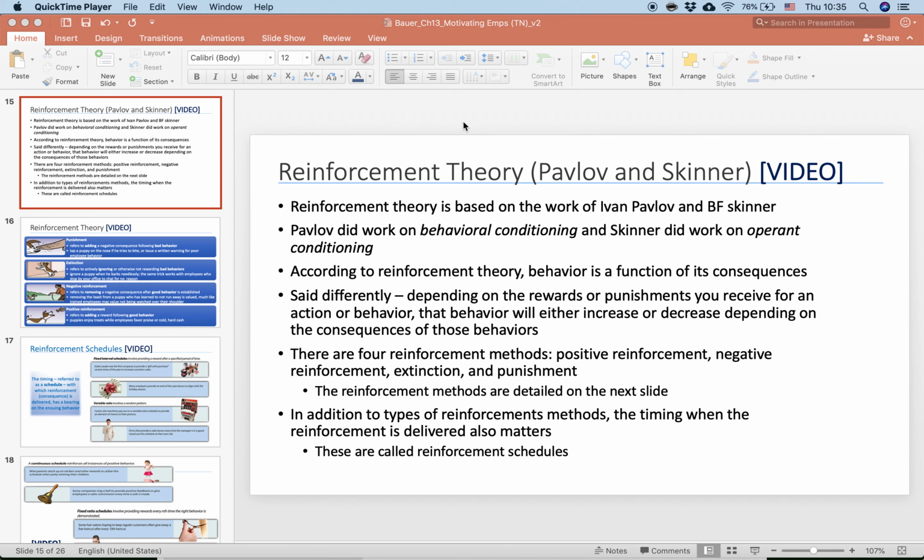So we are going to talk about reinforcement theory. The next 4 slides, or the 4 slides covered in this recording, are on reinforcement theory.